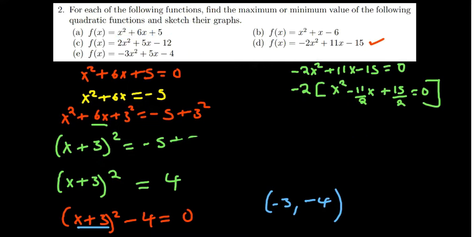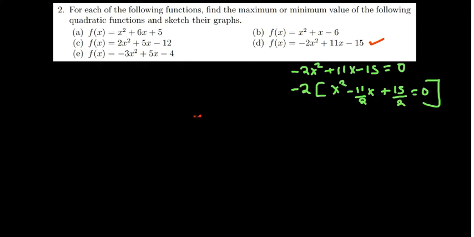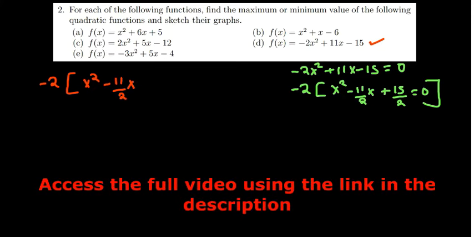Then we can finish up the one that is on the right hand side. At that point as well, you can take it as the other one. So say negative 2 x squared minus 11 over 2 x, and the other term goes to the other side.